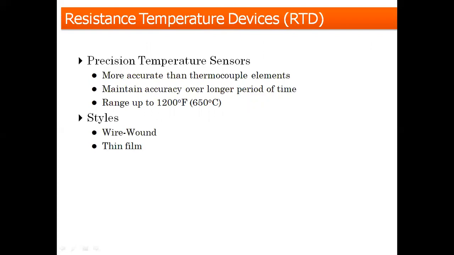Then another device that is commonly used for temperature measurement is the RTD, or the resistance temperature device. These are very high precision temperature sensors. These are more accurate in comparison to thermocouple elements. They maintain the accuracy over a longer period of time. Their range is very high. Okay, these could be either wire wound or thin film type.